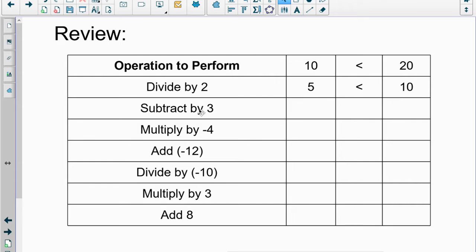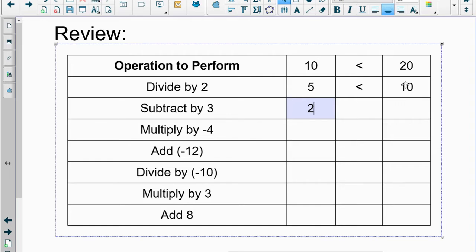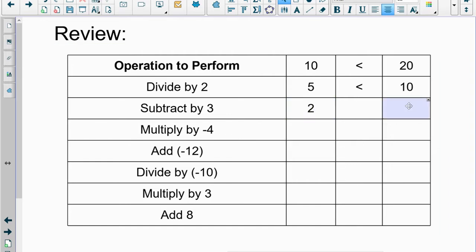All right. Next, we're going to subtract 3 from each of these numbers. So if we take 5 and subtract 3, that will give us 2. And if we take 10 and subtract 3, that'll give us 7. And then choosing the inequality symbol that completes this statement, from left to right, we wanted to read that 2 is less than 7. So we use another less than symbol. You see how all we've done so far is we divided by 2, we subtracted 3 on both sides of the inequality, and the inequality symbol has stayed the same.